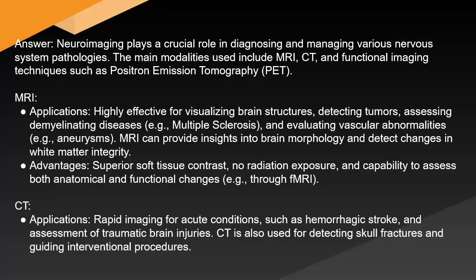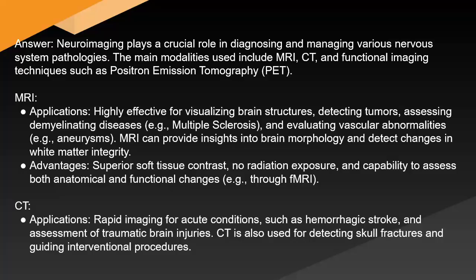The main modalities used include MRI, CT, and functional imaging techniques such as positron emission tomography (PET) or PET-MRI. MRI applications: highly effective for visualizing brain structures, detecting tumors, assessing demyelinating diseases, e.g. multiple sclerosis, and evaluating vascular abnormalities, e.g. aneurysms. MRI can provide insights into brain morphology and detect changes in white matter integrity.